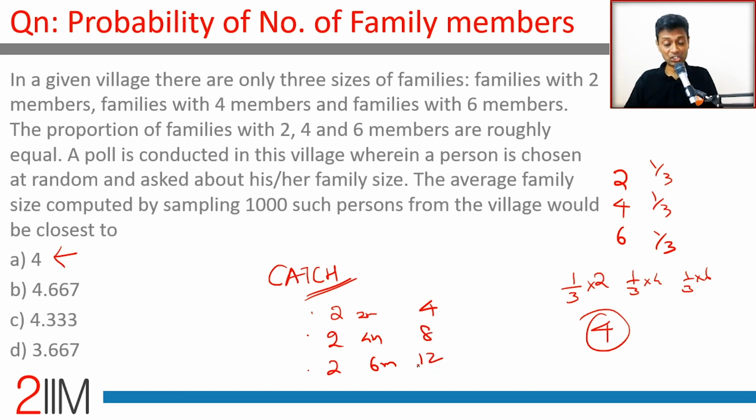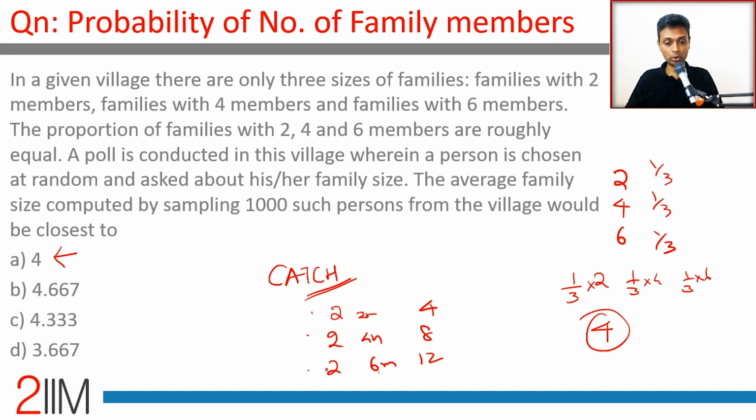There's a way higher chance that the person whom you have picked at random comes from a 6 member family than from a 4 member family, and more from 4 member than 2 member. So we have to worry about the likelihood that the person is from a 6 member family. So how do we do that? Exactly like what we have done here: 2 member, 4 member, 6 member.